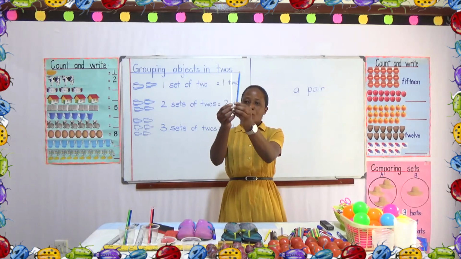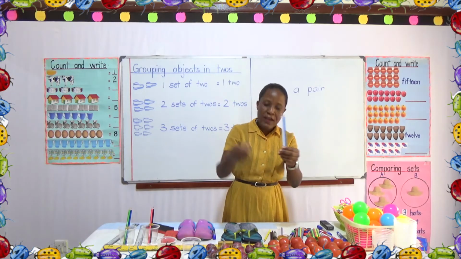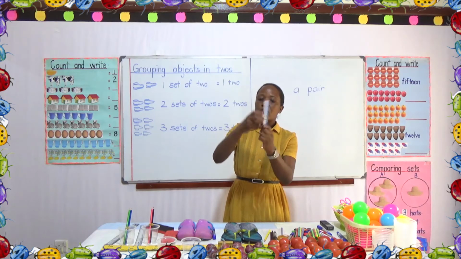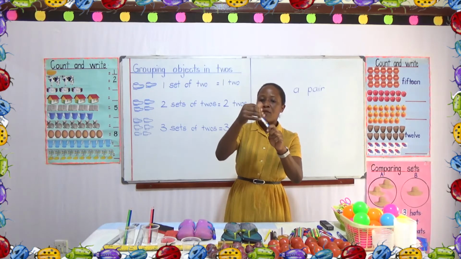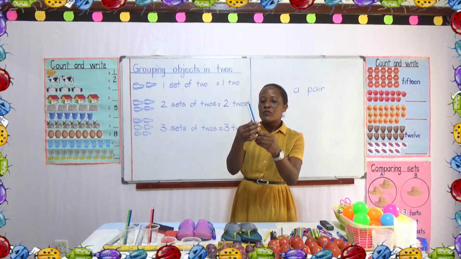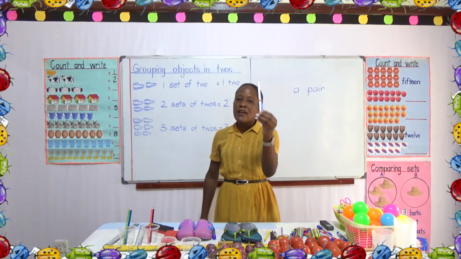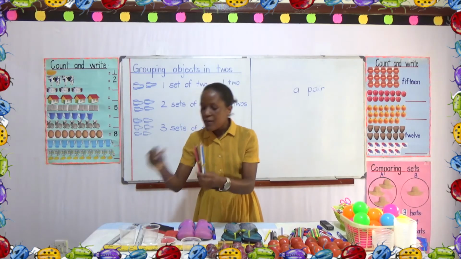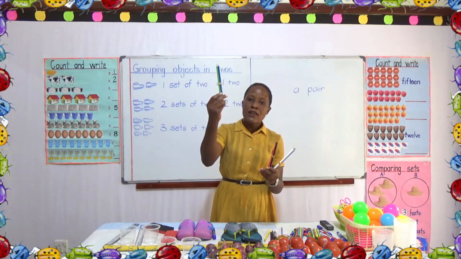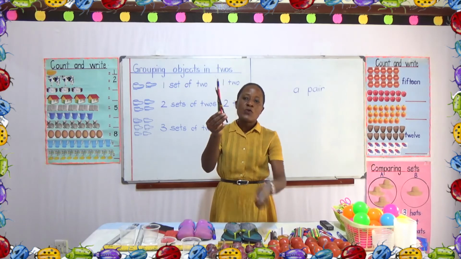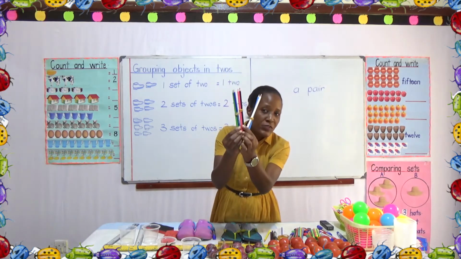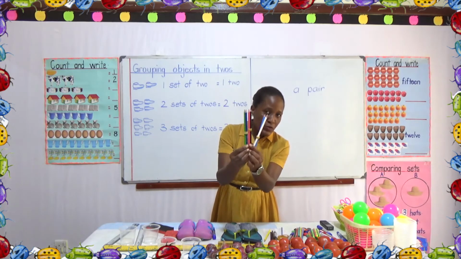One, two. I am putting them together. I'm using a rubber band to tie them together so that we can make a group of two. That is another two. So far we have made one, two, three. So these are three twos, okay?